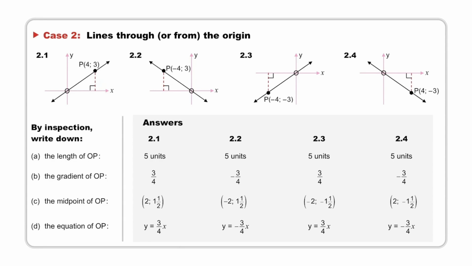y equals 3/4 x, y equals mx, and y equals 3/4 x for 2.3 as well. And then the gradients of these two lines are minus 3/4, and their equations are y equals minus 3/4 x. The midpoint for all four of these differ, so just check to confirm that you have them all correct.